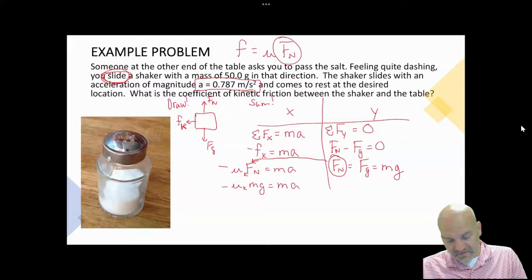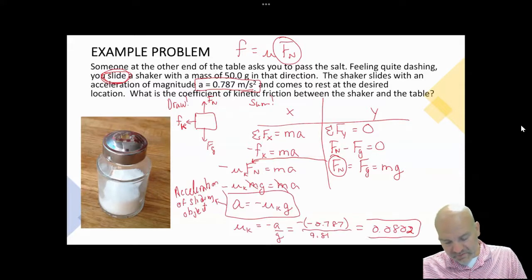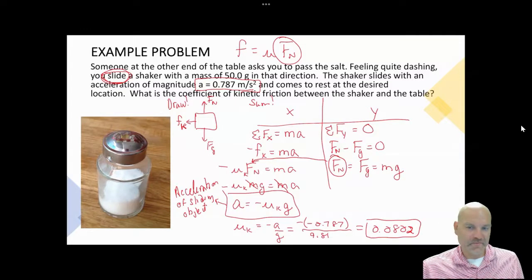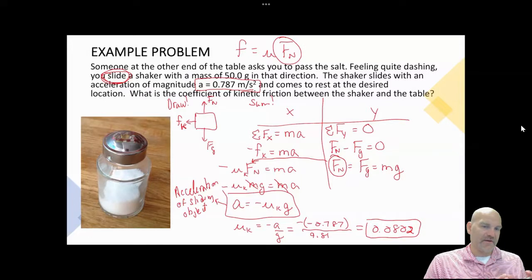And so my coefficient of friction between the salt shaker, which is glass, and the table is 0.082. So that's very close to 0, right? Just slightly bigger than 0, which means that this table glass interaction was nearly frictionless.